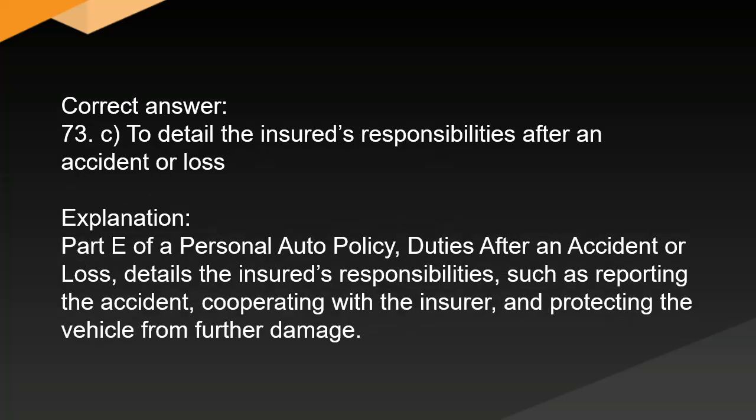Correct answer. C. To detail the insured's responsibilities after an accident or loss. Explanation. Part E of a personal auto policy, duties after an accident or loss, details the insured's responsibilities, such as reporting the accident, cooperating with the insurer, and protecting the vehicle from further damage.